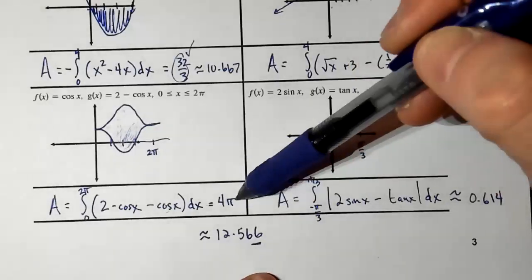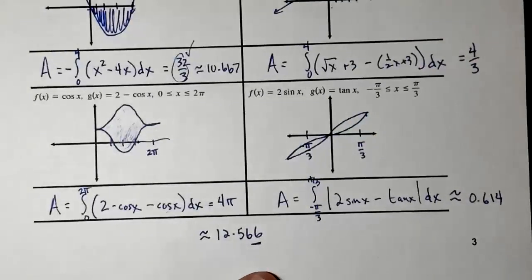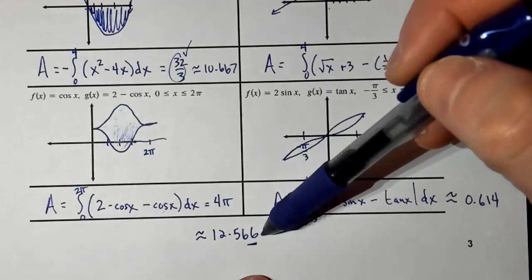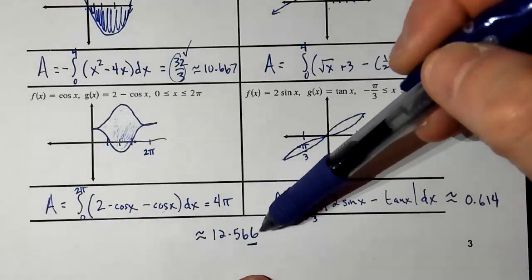And plugging it in, you're going to get 4 pi. Your calculator is not going to tell you 4 pi. Your calculator is going to tell you 12.566, and that's going to be rounded to the nearest thousandth.